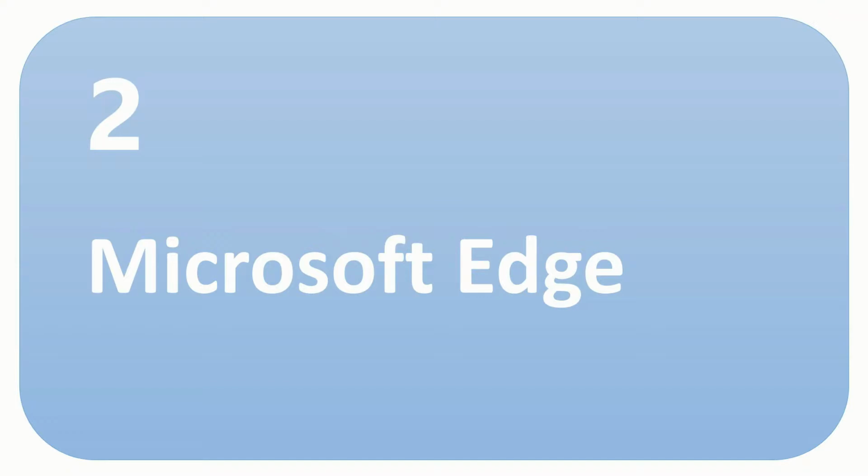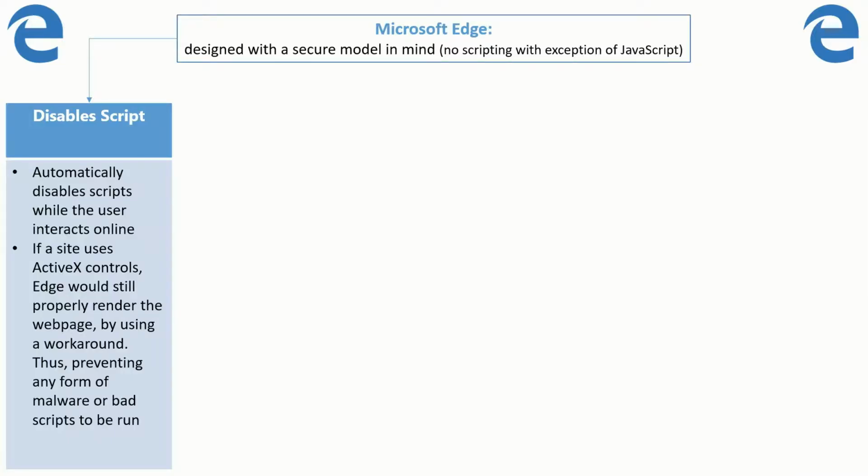Microsoft Edge. Microsoft Edge was designed with a secure model in mind. No form of scripting with the exception of JavaScript. Edge automatically disables scripts such as ActiveX, VML, VB-scripts, and toolbars, just to name a few, while the user interacts online. Should a site use ActiveX controls, Edge would still properly render the web page by using a workaround which does not read the scripts, thus preventing any form of malware or bad scripts to be run.